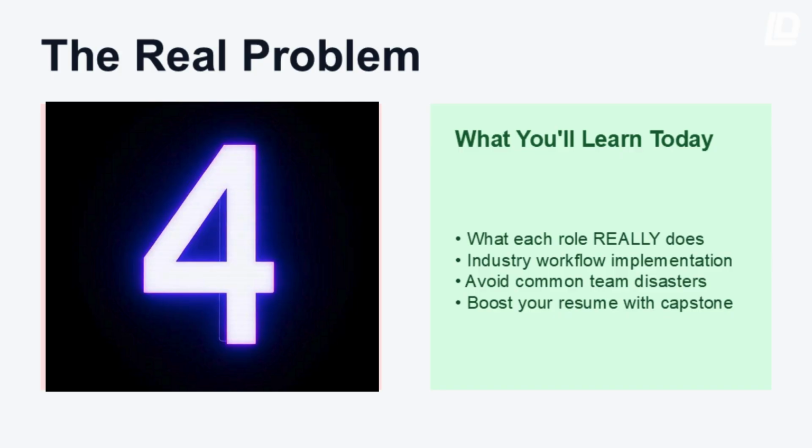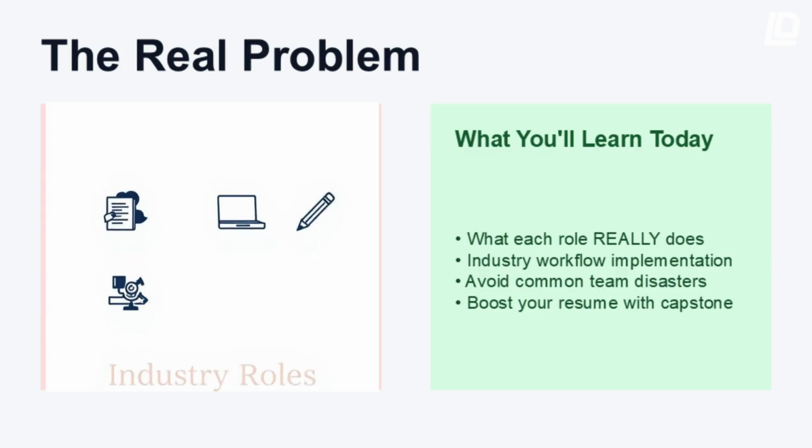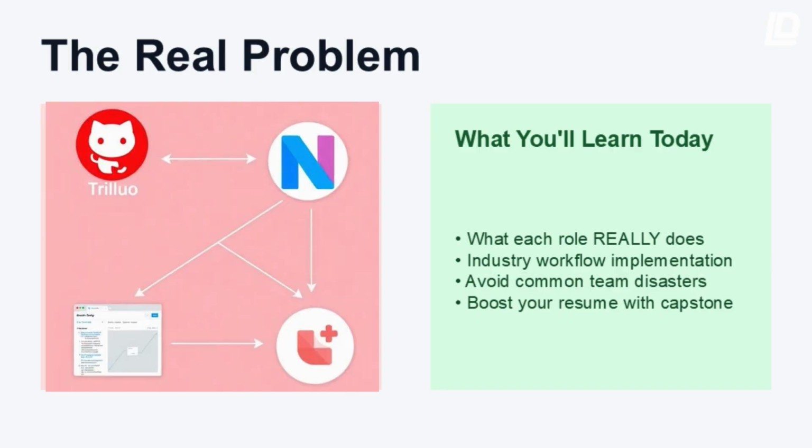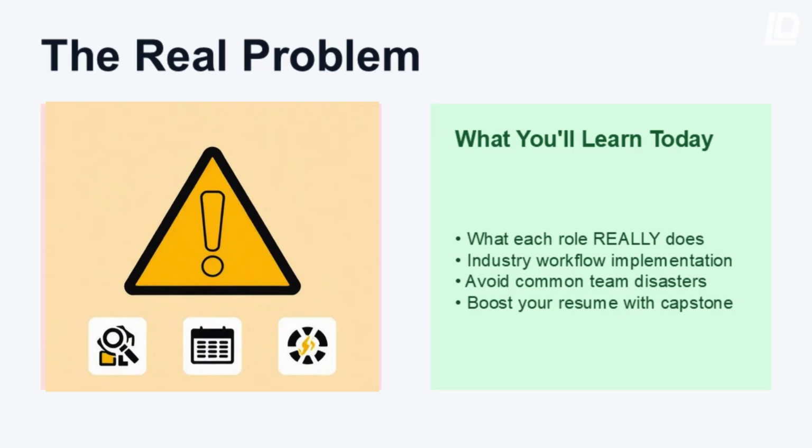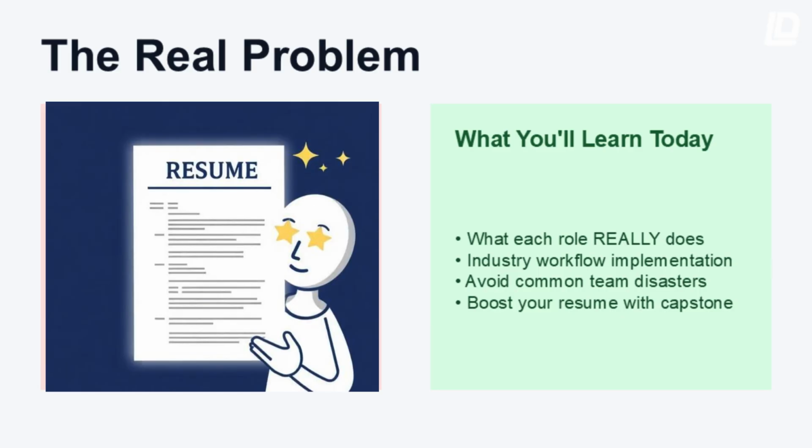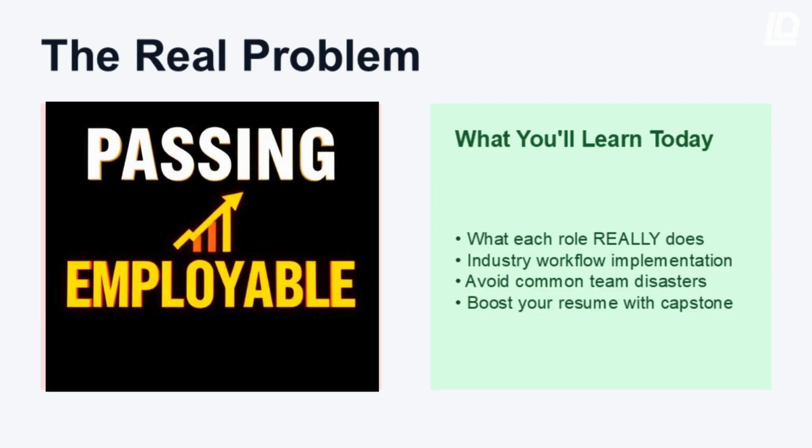Today, you're going to learn 4 critical things. First, what each role really does in industry terms. Second, how to implement actual industry workflows using tools like GitHub, Trello, and Agile methodologies. Third, how to avoid the common team disasters that destroy capstone projects. And fourth, how to leverage your capstone experience to make your resume stand out to employers. This isn't just about passing. This is about becoming employable.